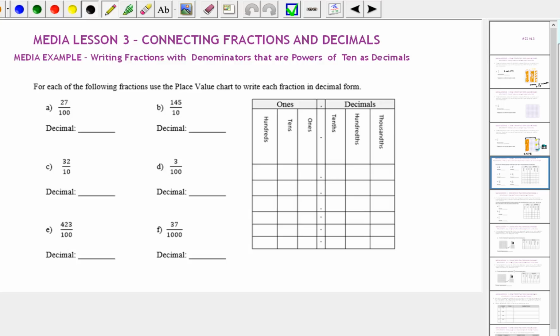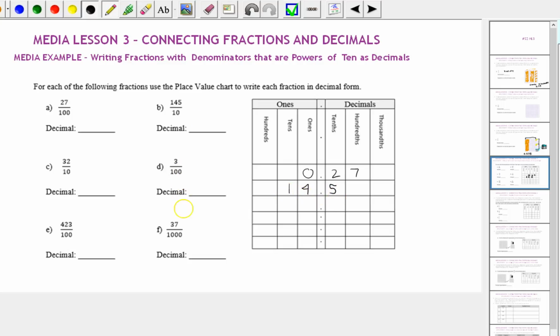So the idea is 27 hundredths. They've seen this before, and we think of the hundredths as the place value where this number needs to end. So they could either do this backwards, 27 hundredths. Here we have 145 tenths, so it will end in the tenths place. And we want them to see that 145 tenths is equivalent to 14.5.